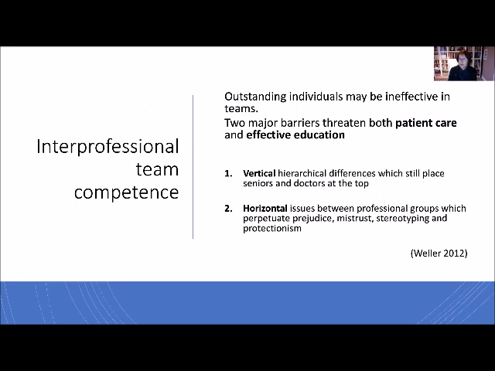The issue is an obvious one for team competence, because we know from the literature that outstanding individuals may be marvellous at teaching within their own professional group. They may be wonderful at teaching their own students, but they may actually be ineffective in interprofessional teams because of things like vertical hierarchical differences, which will place senior members of the team, usually doctors, at the top, and horizontal issues, which can often lead to mistrust between professional groups. How do we overcome these barriers?